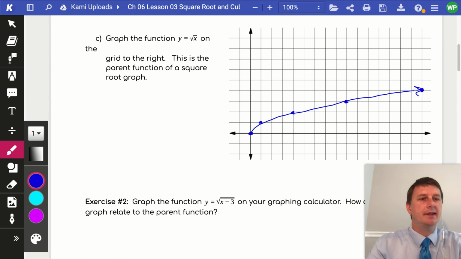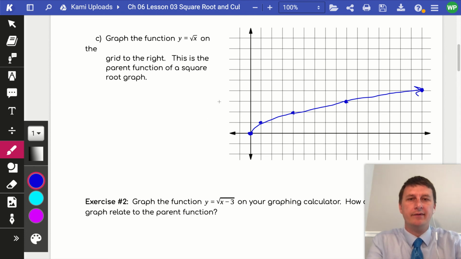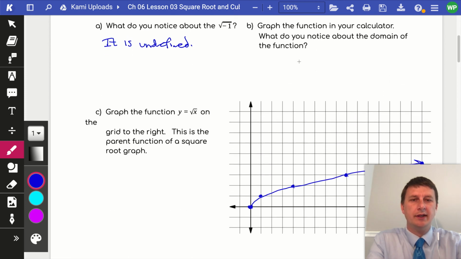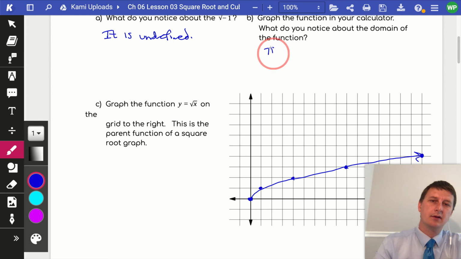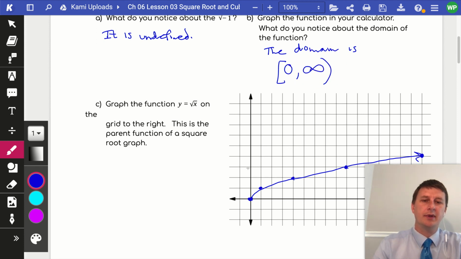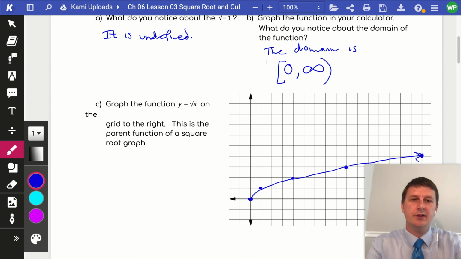You'll also notice that this line extends forever in that direction, but it stops right here and doesn't go any further left. Because again, if we went further left, we would have a square root of a negative number, which we just saw wasn't possible. So what do we notice about the domain of this function? The domain is, and we could do interval notation or compound inequality. Using interval notation, we could say that it starts at 0 and goes to infinity, because we start at 0 as an x value and it goes on forever to the right. So the domain is from 0 to infinity, and it includes 0.